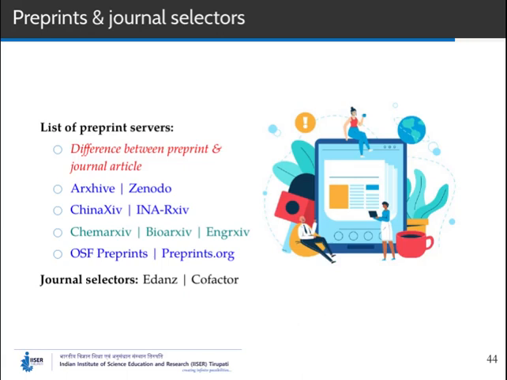When you wish to find a potential journal for your publication, most publishers or journal providers have their own journal selecting software, like Elsevier has its own journal finder, and Springer has its own like that. But there are some third party solutions like Edanz and Cofactor available. I suggest you consider Cofactor.